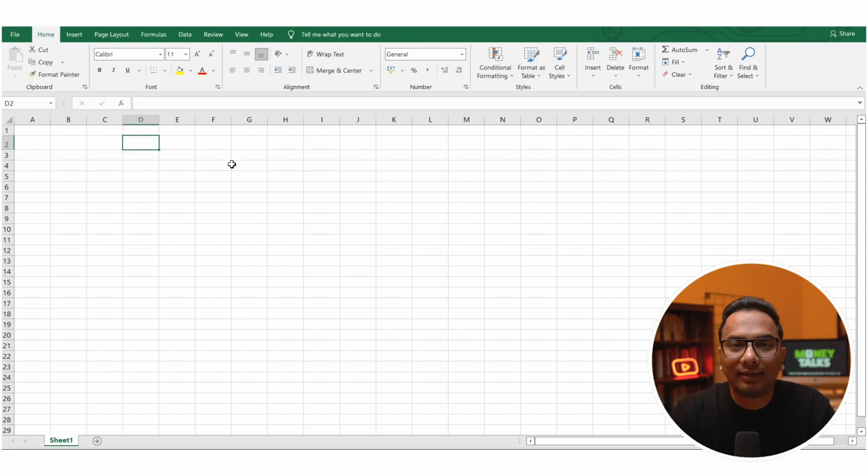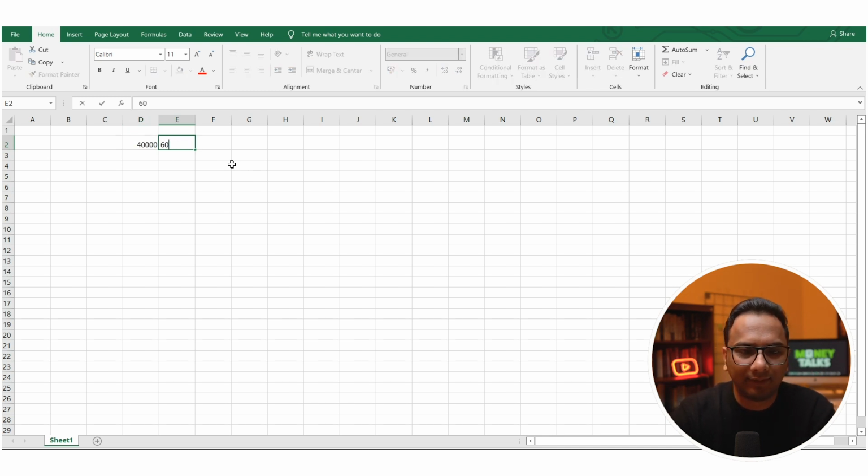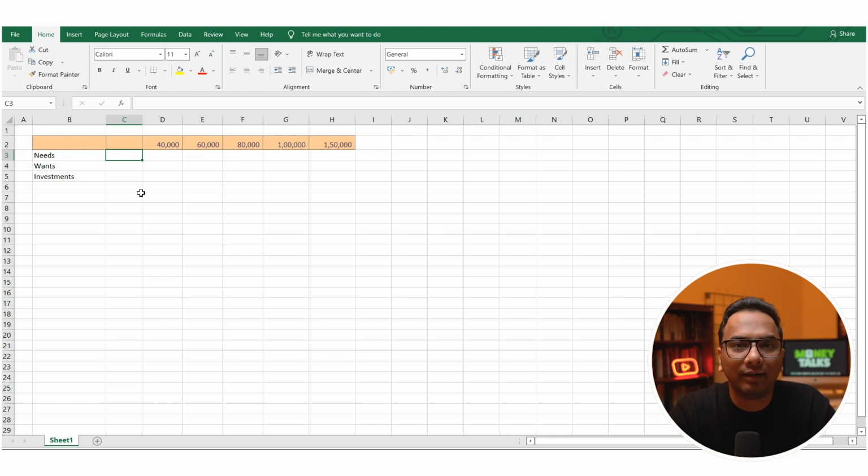Okay, let's add the income for which we want to check the rent. Let's say we start with 40,000 per month, 60,000, 80,000, 1 lakh and 1,50,000. Do remember that this is net income after tax, your in-hand salary.